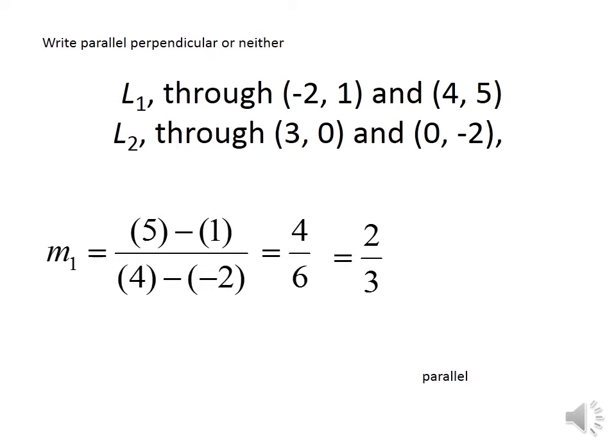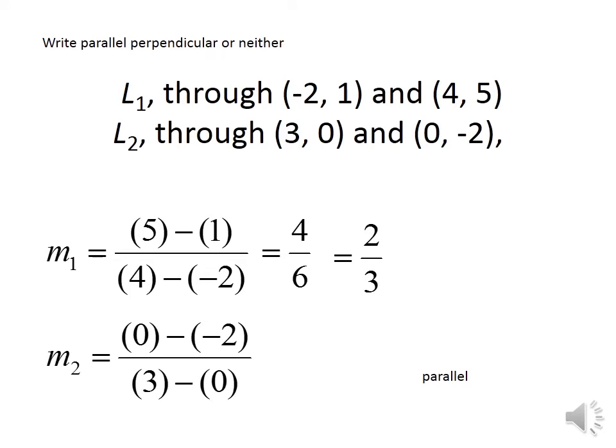How to find the slope of the second line? Of course, the same: it will be y2 minus y1 over x2 minus x1. Finally, it will be 2 over 3. Here I have m1 equal to m2, so L1 is parallel to L2.